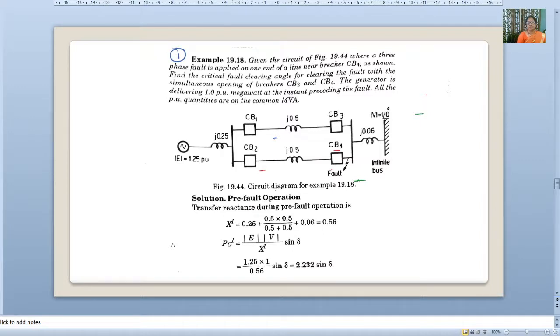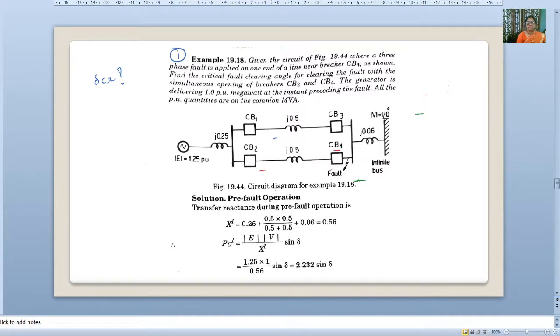Given the circuit of figure 9.44 where a three-phase fault is applied. Here the three-phase fault is applied on one end of the line near circuit breaker CB4 as shown in the figure. Find the critical clearing angle, delta CR, for clearing the fault with the simultaneous opening of breakers CB2 and CB4. So both breakers will open the fault.